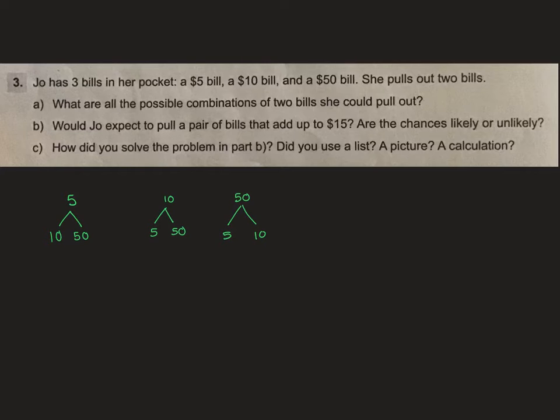B asks, would Jo expect to pull a pair of bills that add up to 15? Are the chances likely or unlikely? So if we look at our list, you could circle how many options add up to 15, right? And so how many is that out of it? Is it likely or unlikely? And C is how did you solve the problem in part B? Did you use a list, a picture, a calculation, right?